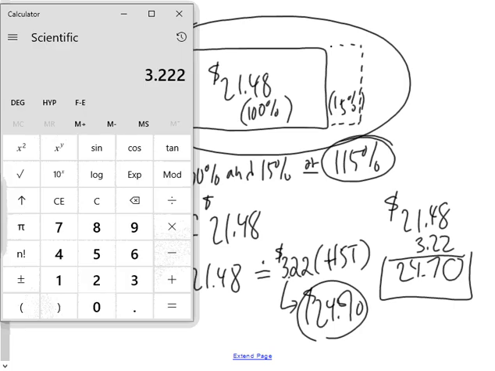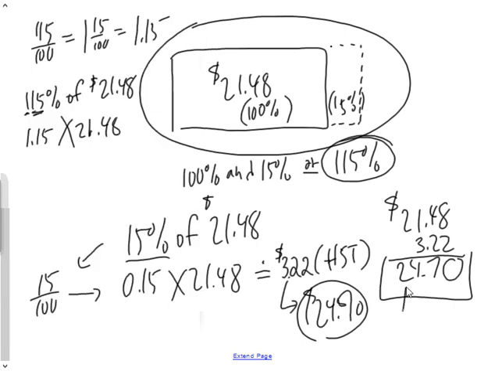Grab your calculator. 115% of 21.48 is the same price we got before. The only difference between them is that 2 cents that I rounded right here when I did approximately is factored into your final answer. One step versus two.